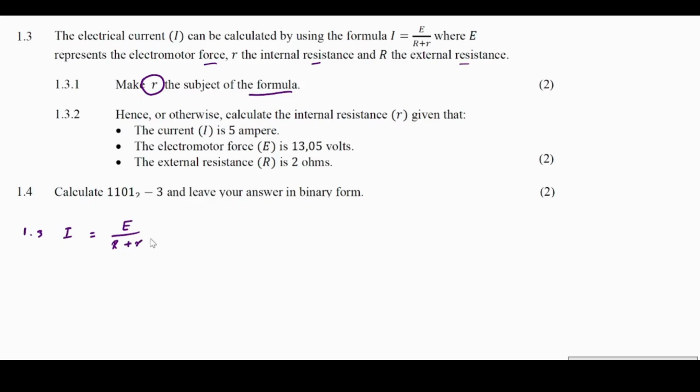So I need this r. I'm going to multiply both sides by the denominator. My denominator is R plus r, multiplied by I. This is equal to E divided by R plus r, multiplied by R plus r. What I do on the left hand side, I must also do on the right hand side. So what did I do here? I multiplied both sides of this equation by my denominator. Why? Because I want to get rid of this one here. So R plus r divides into the other R plus r.